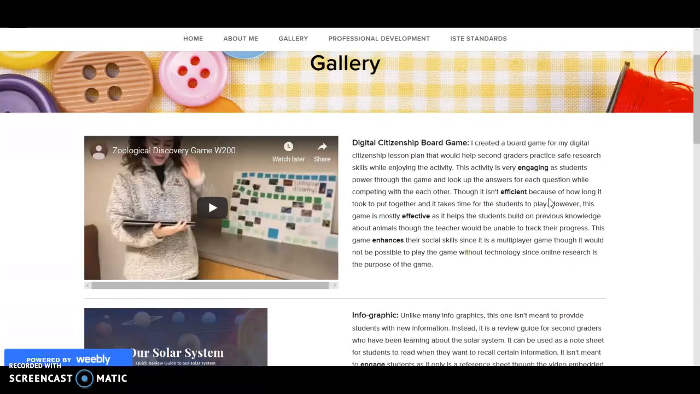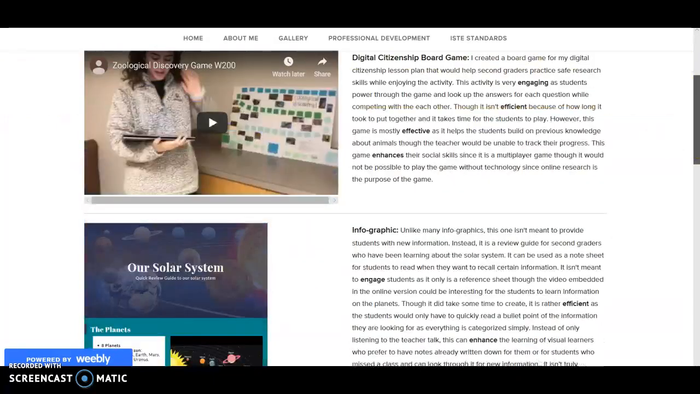And how I would use this game is to encourage participation and competition among students. So I could use it to either have a science lesson about animals or use it for just learning how to research and the safe ways to do so.